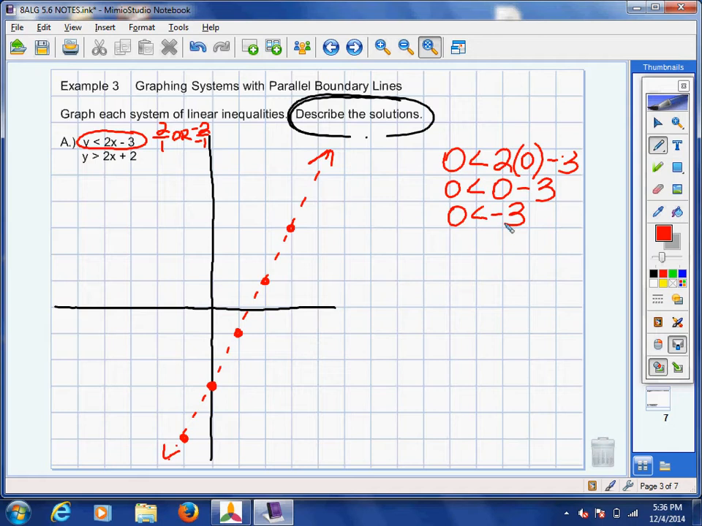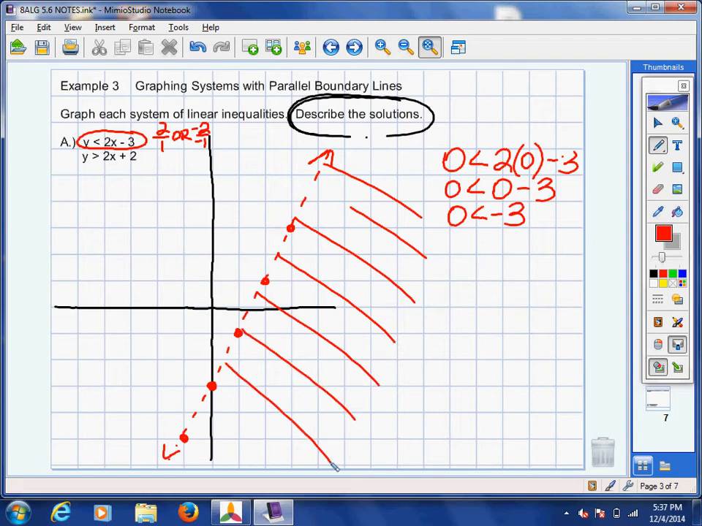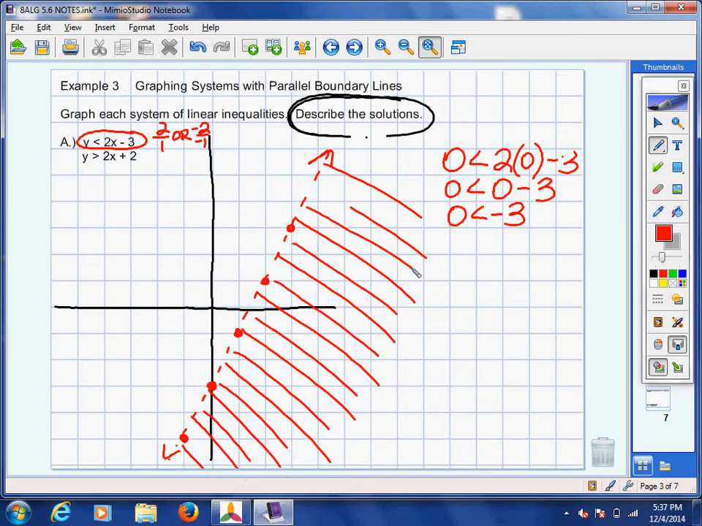So we can't shade the left side of this red line. We're going to have to shade the right side, okay? So that's what we're going to do. We have to go away from 0, 0 because it didn't work when we plugged it in, okay? There you go. Get those lines on there so you can see it really, really good.